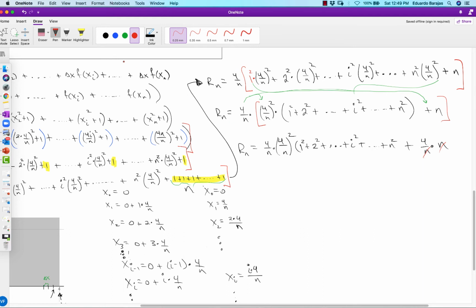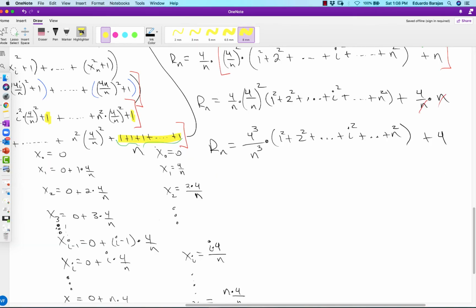And then here we can combine those and get that r sub n is equal to the formula 4 to the power of 3 divided by n to the power of 3 times this, which is 1 squared plus 2 squared plus dot dot dot all the way out to the ith squared plus dot dot dot all the way out to the nth squared, that's where it ends, and there's a plus 4 at the end. Okay, so now at this point, I'm going to need an assist to help me simplify this portion of it.